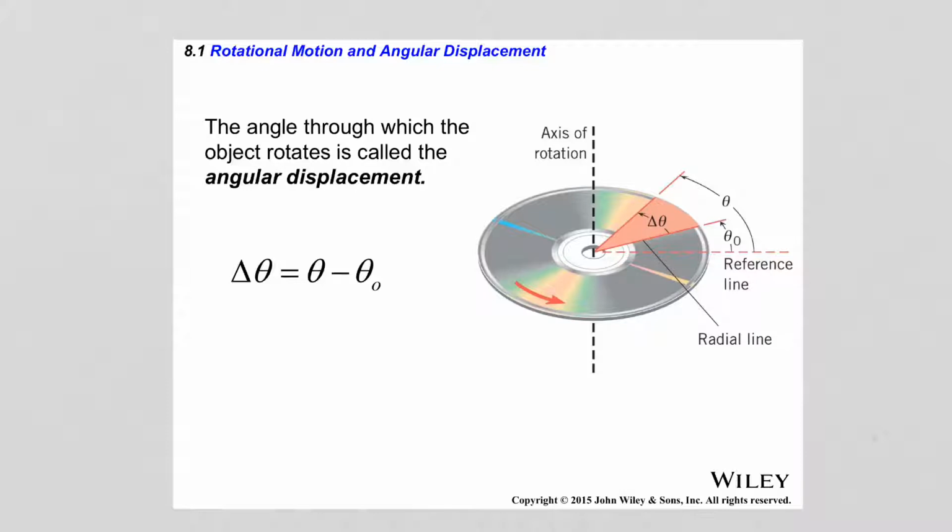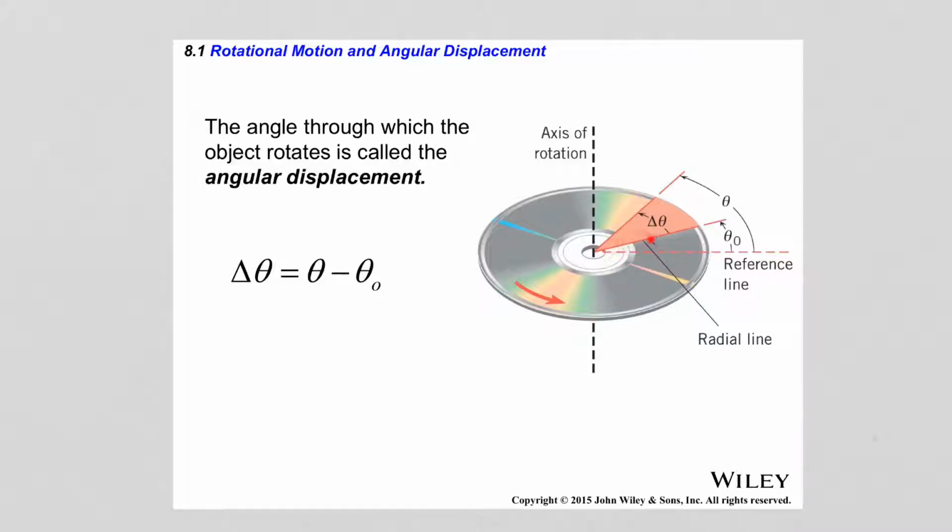So let's look at this example. This compact disc rotates in counterclockwise direction about a fixed axis of rotation. I can assign a reference line which is perpendicular to the axis of rotation, and I can measure the angle through which a radial line from the CD rotates over time.